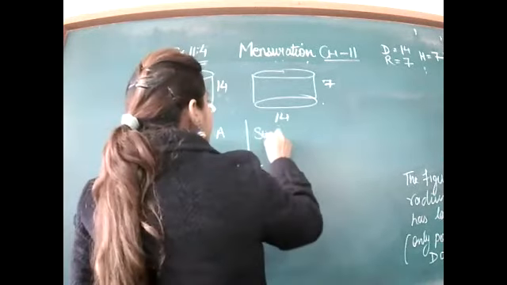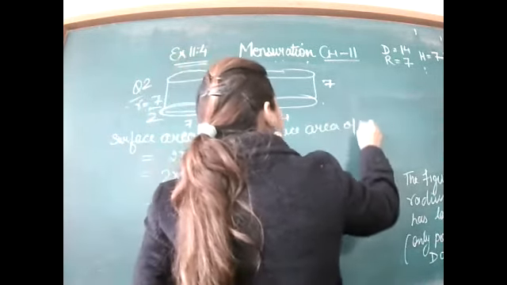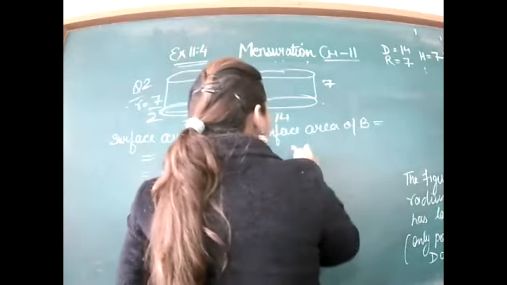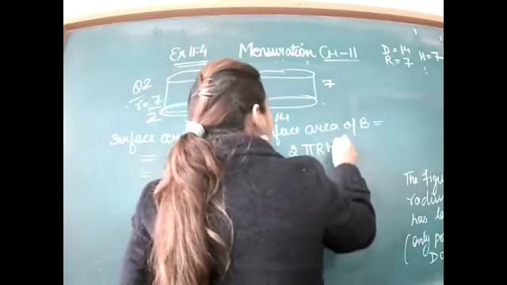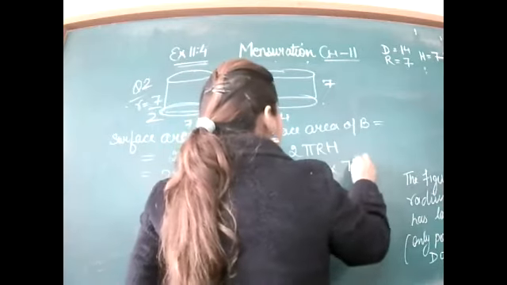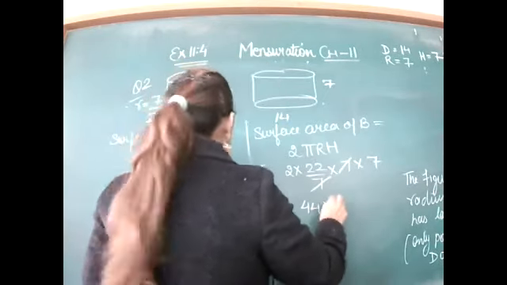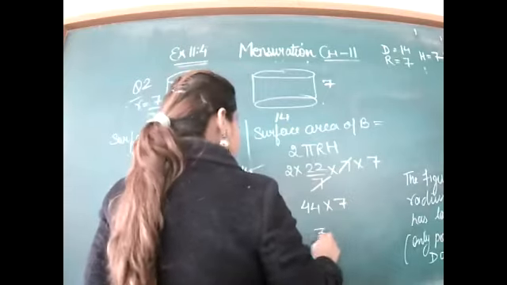Now let's find the surface area of B, that is 2 pi capital R capital H. Radius is 7, height is 7. So this will cancel out. 44 into 7, that is again 308.